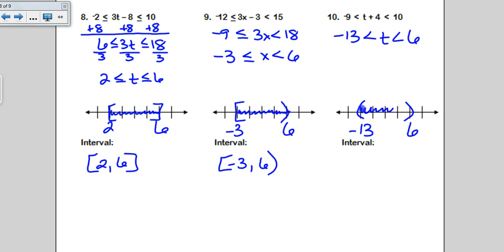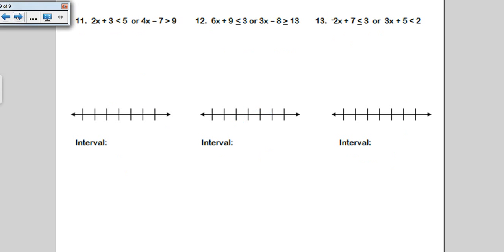And since it's an and, you're going to shade in between. So my interval here is negative 13 to 6. Now I know that looks like an ordered pair, and in math sometimes things look very similar to something else, so you have to use the context of the problem to realize what your reader is really supposed to interpret here. Okay, the next 3 problems are obviously ors because they have the word or in them.